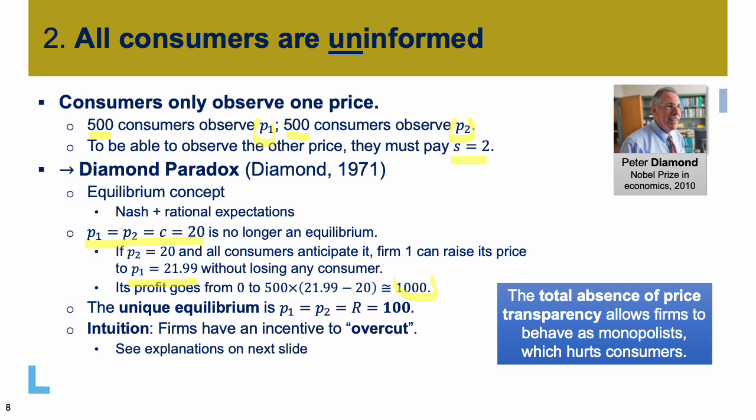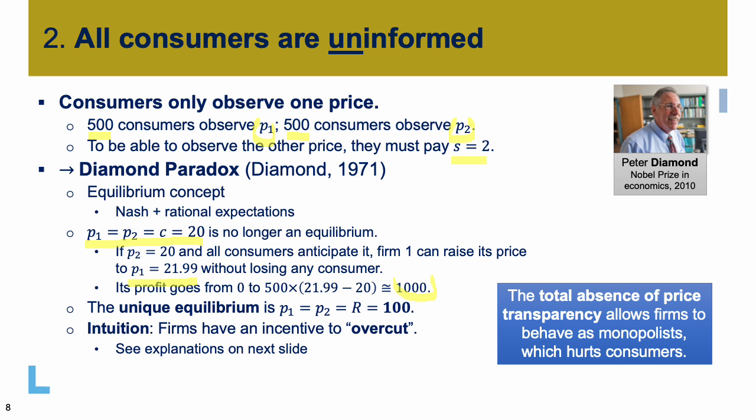Okay, now based on this logic, Diamond shows that the only price equilibrium with rational expectations is completely the opposite of what we had before. Diamond shows that the equilibrium is such that P1 is equal to P2 is equal to the maximum price, 100, that consumers are willing to pay. Here the intuition is that firms have an incentive to overcut.